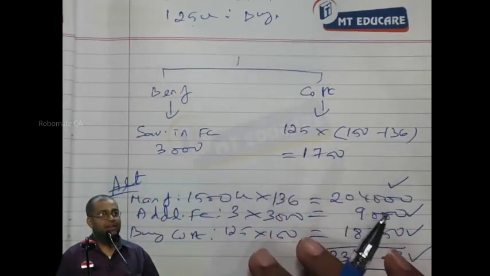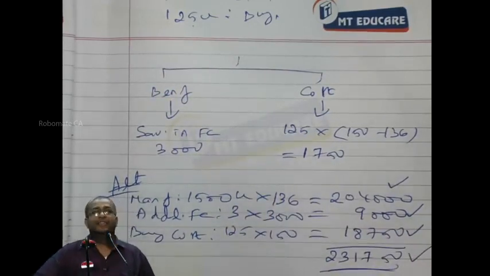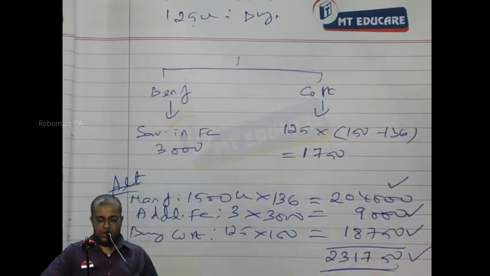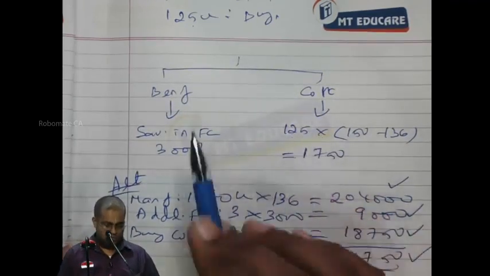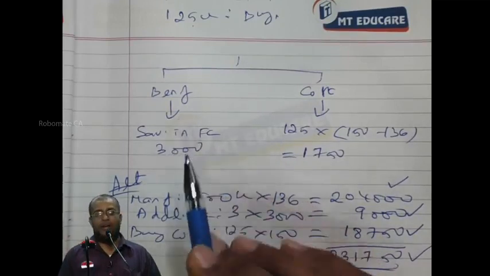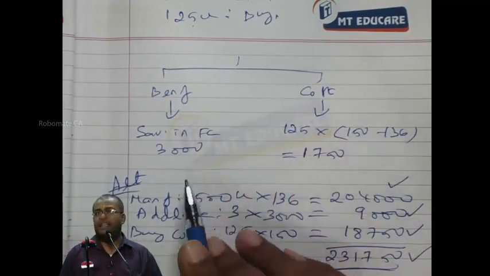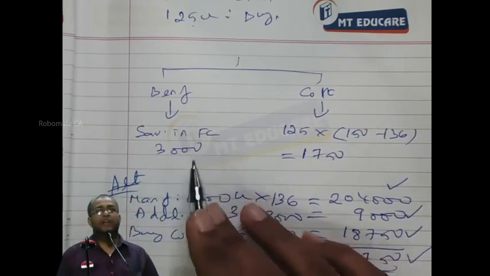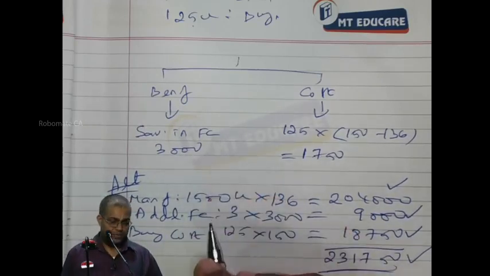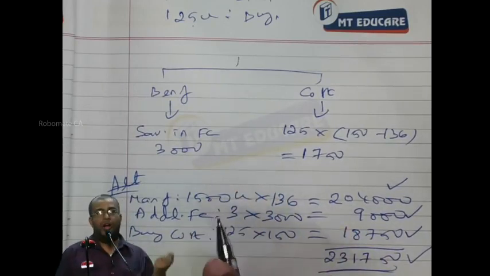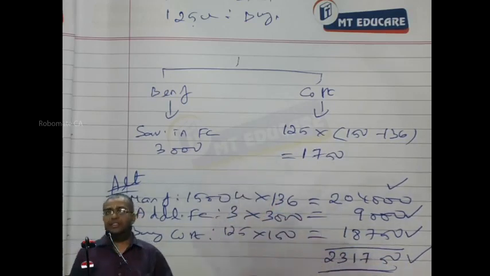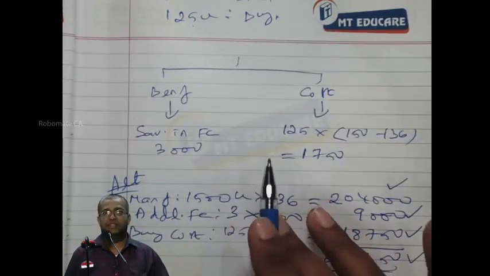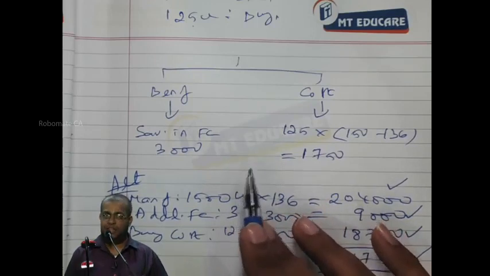Alternatively, branching into benefit cost. Benefit, put it down and write. By not producing 125 units, what is it? Savings in fixed cost by not producing 125 units. How much rupees is it? 3,000. Savings in fixed cost by not producing 125 units is 3,000.